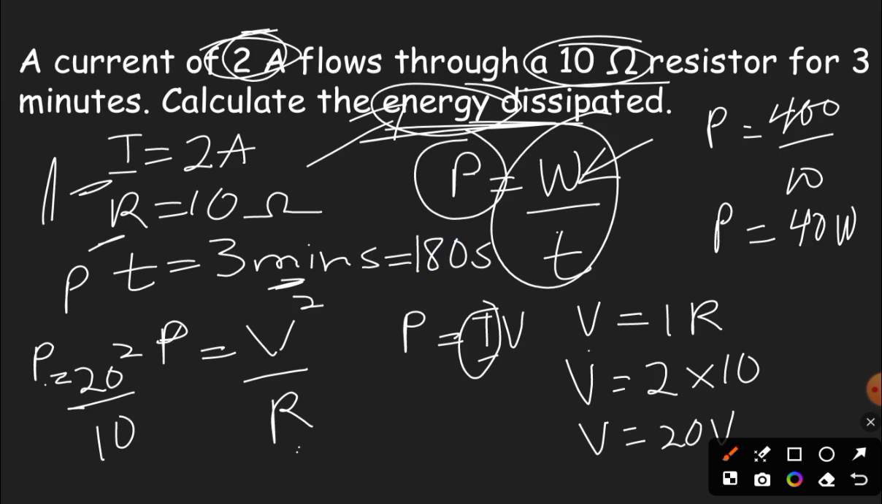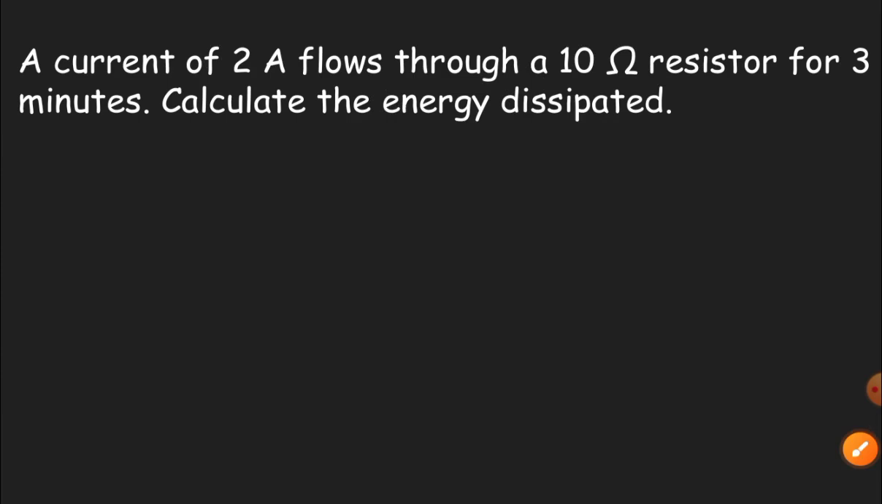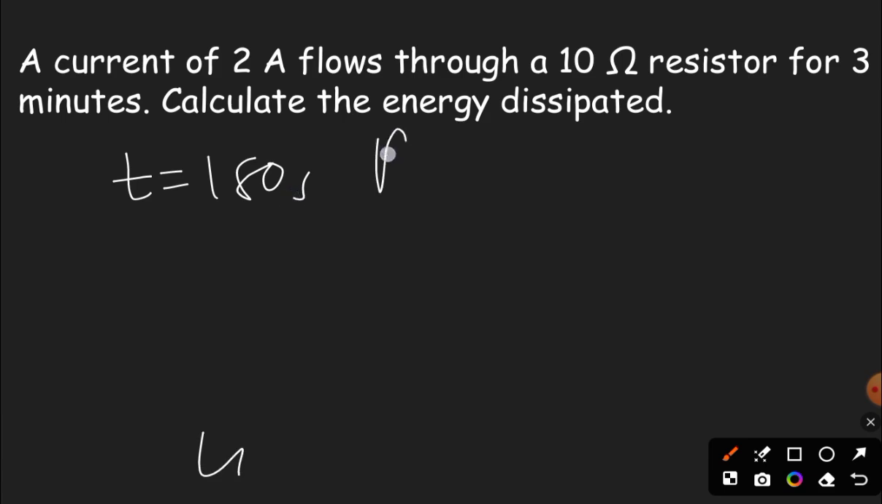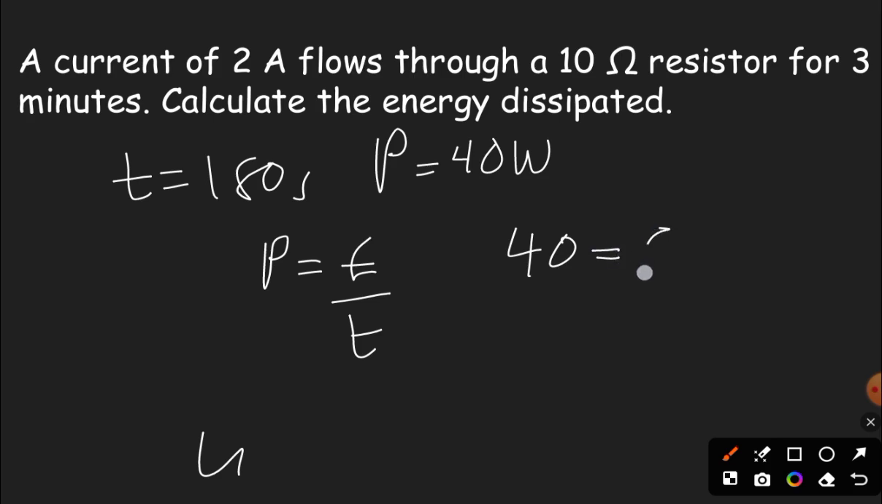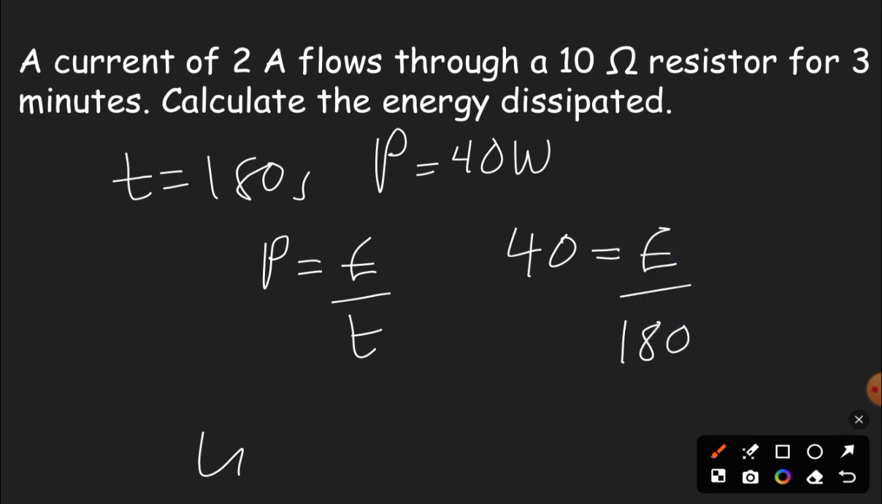So we know our time to be 180 seconds and our power to be 40 watts. So we know power equals energy or work done over time taken. So 40 equals the energy over 180. So our energy dissipated is 40 times 180. 7,200. What's the unit for energy? Joules.